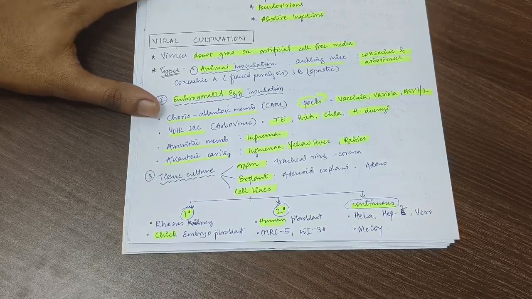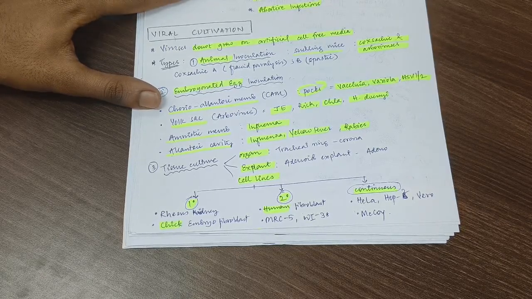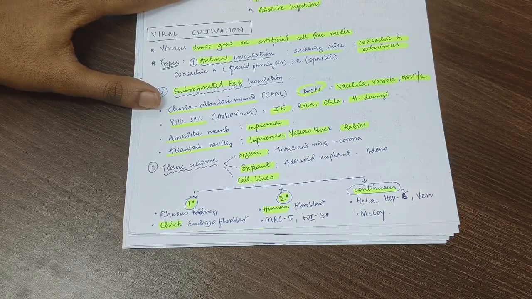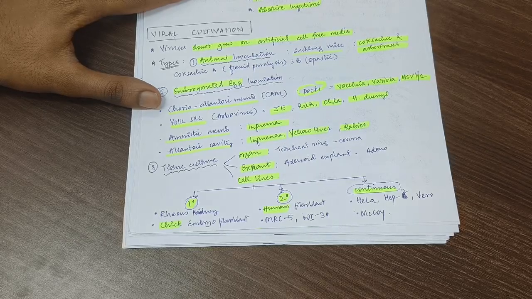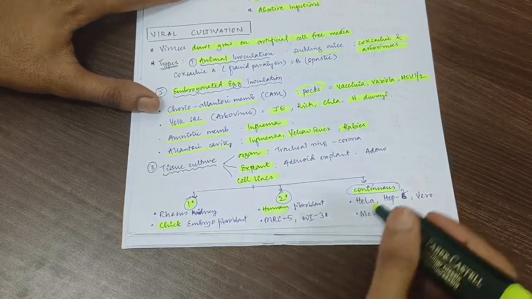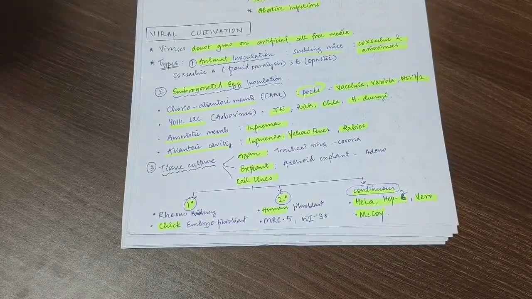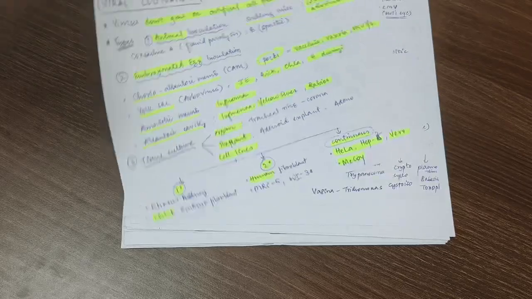These are the secondary cell lines, whereas continuous is very simple: HeLa, Hep2, Vero, McCoy. These are the continuous cell lines.